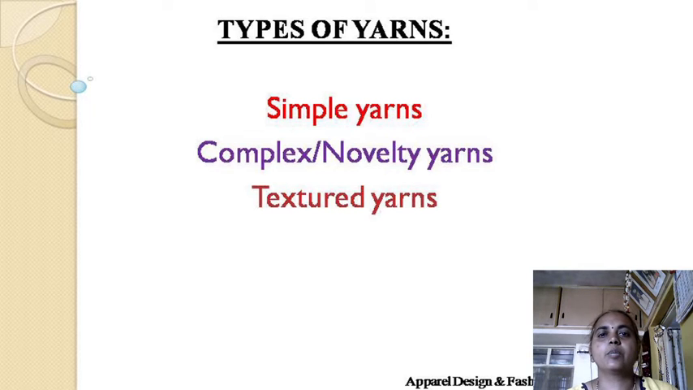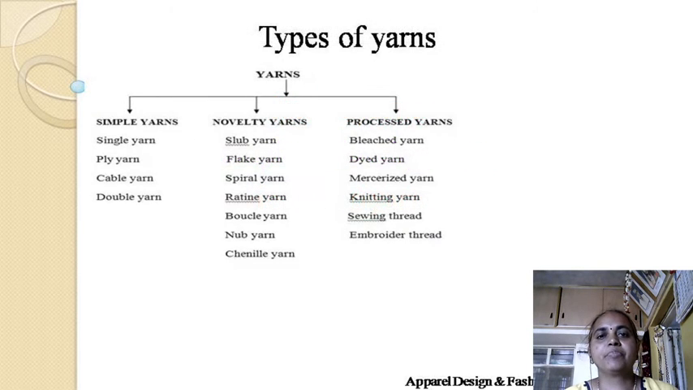Earlier you discussed the types of yarn: simple yarns, complex novelty yarns, and textured yarns. So this is how yarns are classified. Yarns are classified into three groups: simple yarns, novelty or complex yarns, and the third one is textured yarns. We have to remember this flow chart, so you can easily choose the answers for the fill in the blanks as well as the options.